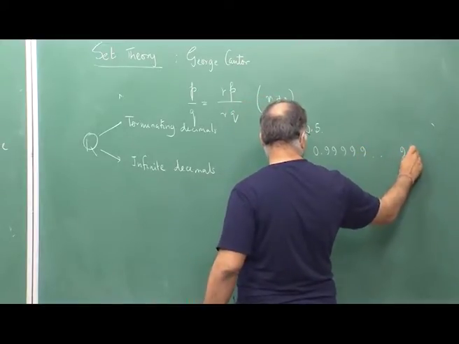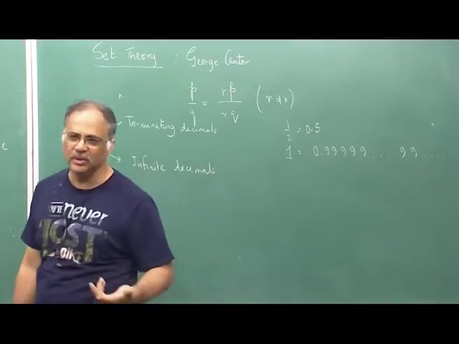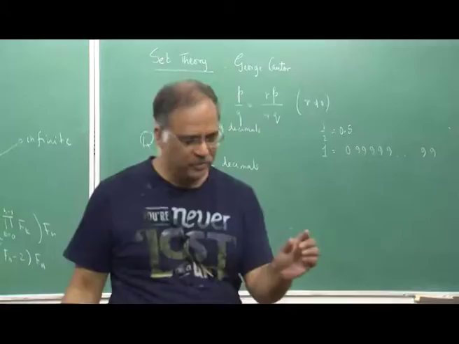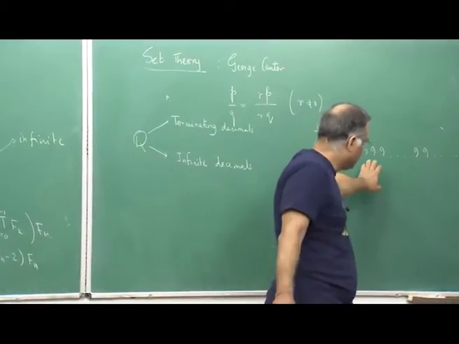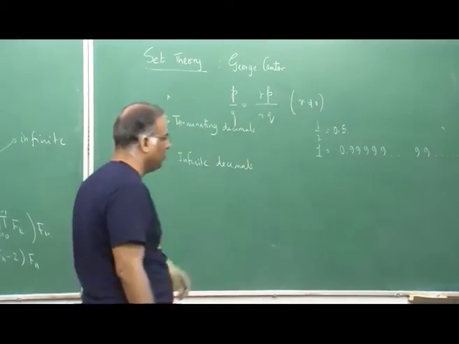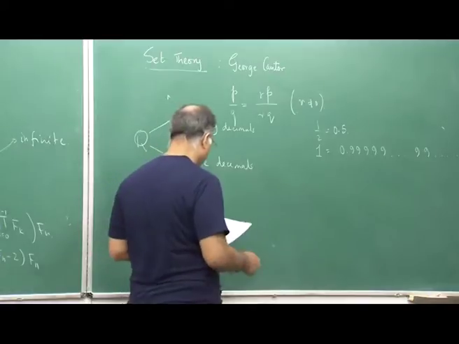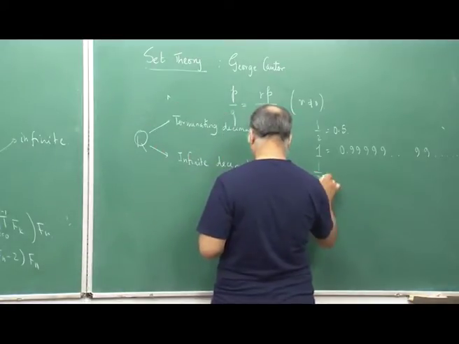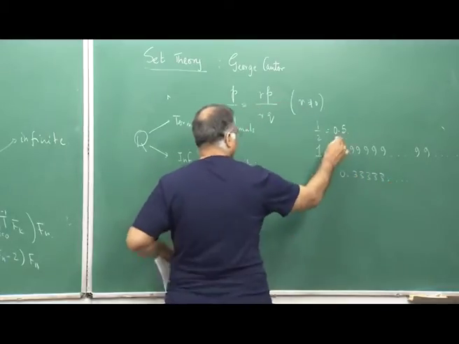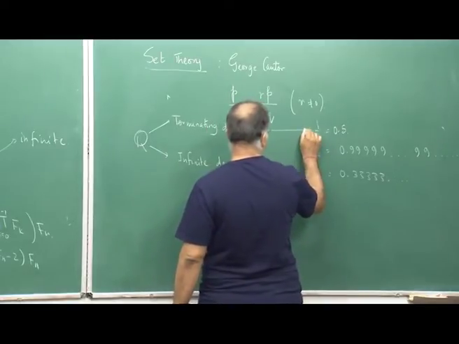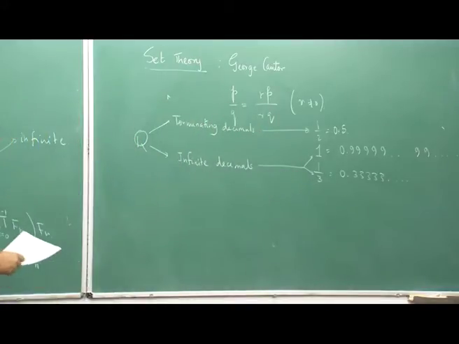You might be wondering how this could be equal to 1. Actually, it means that as you keep on increasing the number of 9s, the distance between 1 and that number goes to 0. Here also is hidden the stamp of the infinite, which will come in more detail later on. For example, 1/3 would be 0.33333, and so on. This is an example of a terminating decimal, and these are examples of non-terminating decimals.